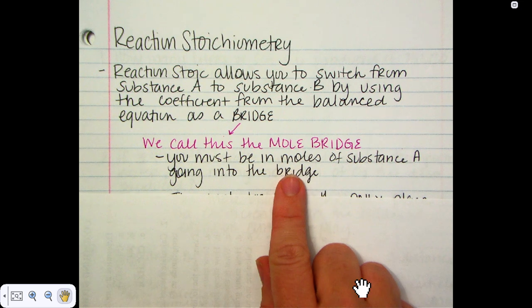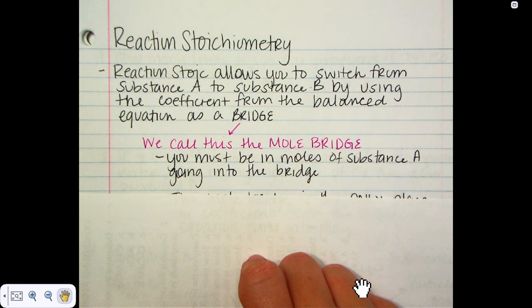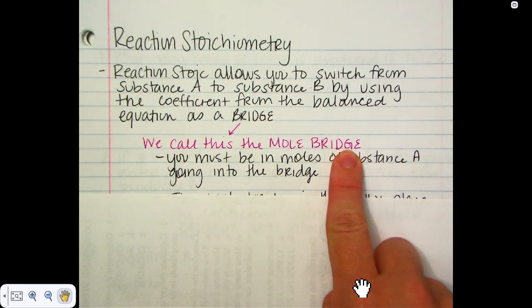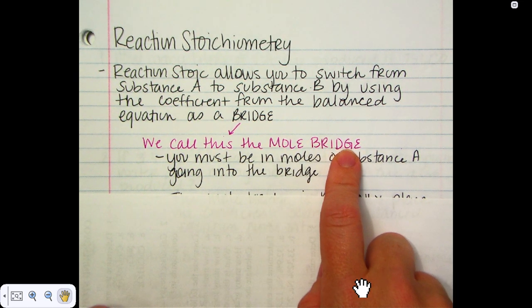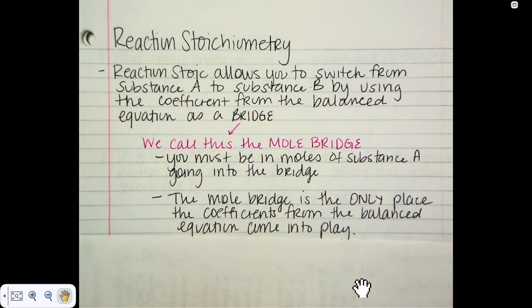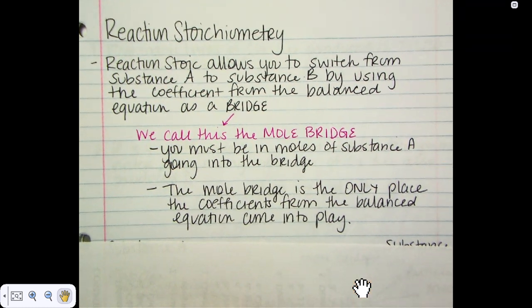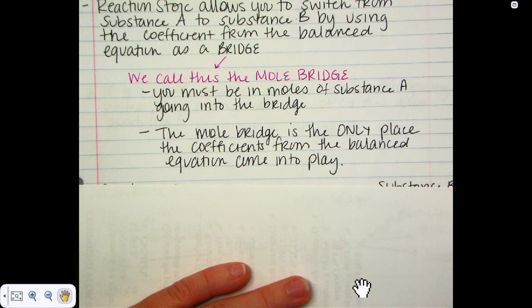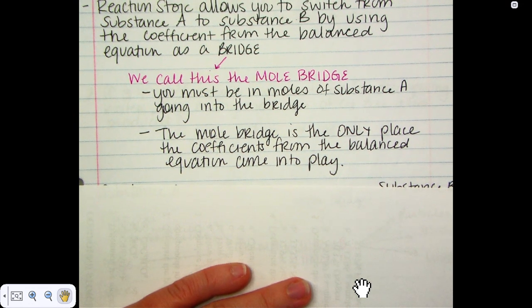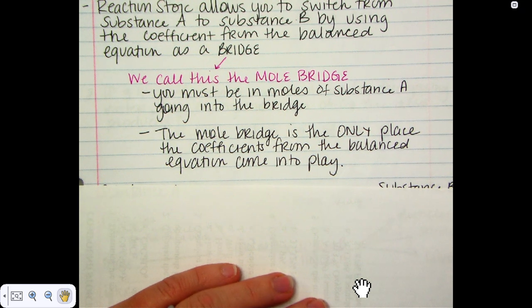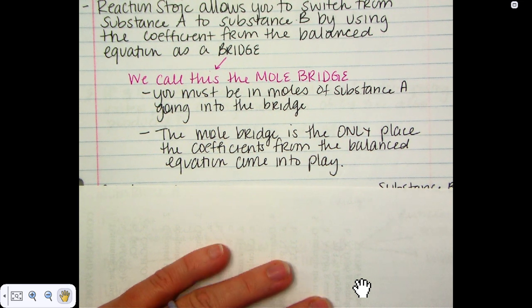Just like what we saw in compound stoichiometry, you always have to set up your equations so that your units cancel. And in order for the units to cancel appropriately in the mole bridge, you have to be in moles to begin with. So the mole bridge is the only place the coefficients from the balanced equations come into play. And everywhere else, we're essentially just doing what we did with compound stoichiometry. So this is just compound really plus a step.